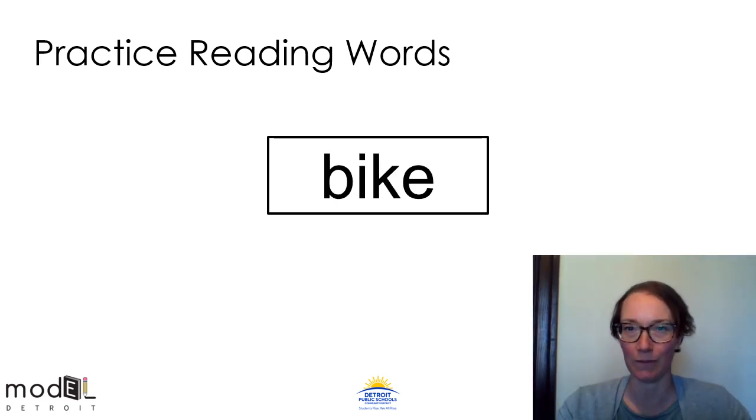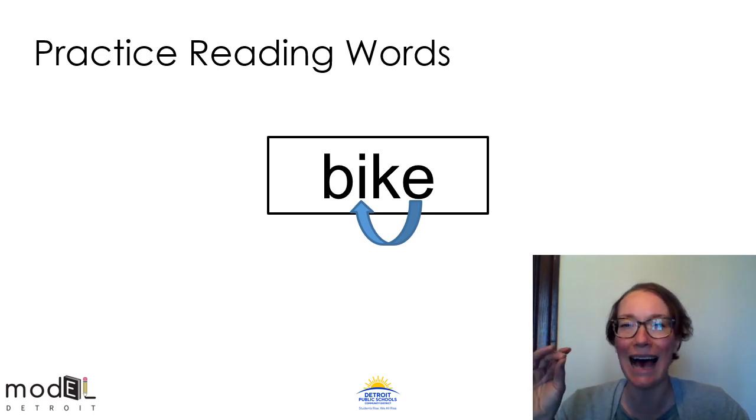Let's do one more. Take a look at this word. Do you see it? Has a magic E. That E will give its voice to the I, so the I will say I. Tap the word with me. B-I-K. Now blend it. Bike. What's the word? Bike. Read the word with me. Bike. Now read the word to somebody in the room with you. Bike.